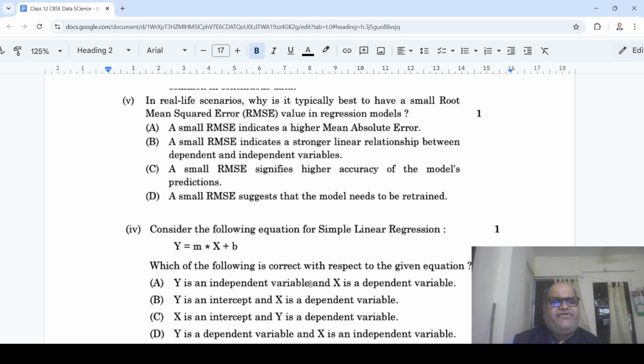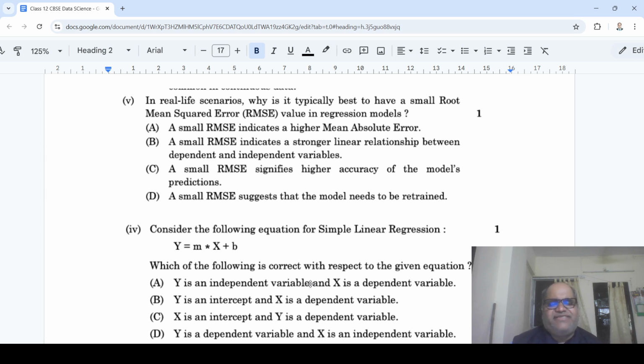In a real life scenario, why is it typically best to have a small root mean square error value in regression models? Let's read through the options. A small RMSE indicates higher mean absolute error. No. Typically you are going to have higher RMSE than MAE, and that is anyway not related. A small RMSE indicates a stronger linear relationship between dependent and independent variable. Let us hold on this. A small RMSE signifies higher accuracy of the model prediction. Yes. The lower the RMSE, the higher the accuracy of the predictions.